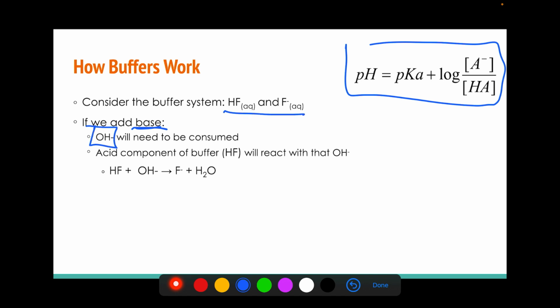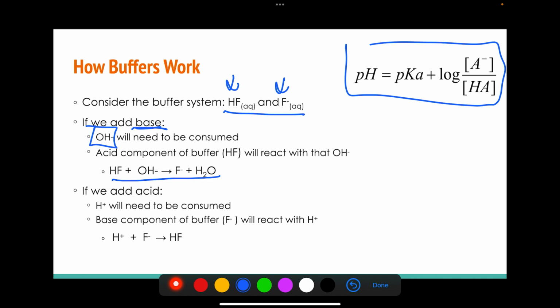That OH- will need to be consumed in order to keep the pH constant. So what can consume the OH-? Which of these two components is able to consume the OH-? Well, the acid component can react with or consume that OH-, according to the equation shown here. So in other words, the acid component of the buffer system steps in to neutralize the added base.